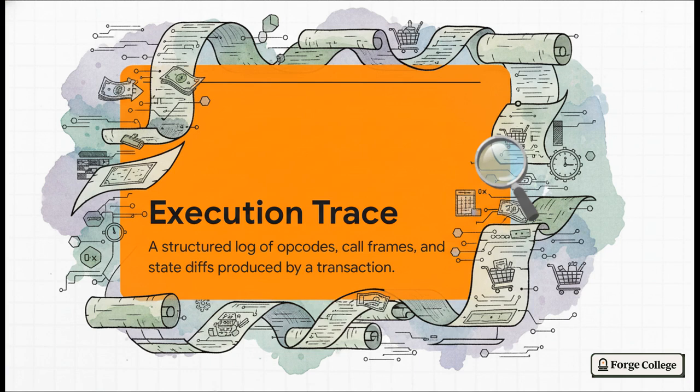Now, if you're a beginner, please don't panic. You're not going to be staring at green matrix code falling down your screen trying to decode it in real time. An execution trace is honestly just a structured log. Think of it like the most detailed, itemized grocery receipt you have ever seen. It records the precise sequence of EVM opcodes, call frames, and state diffs produced while a transaction runs. It's just a highly structured chronological record of exactly what happened, step by step.